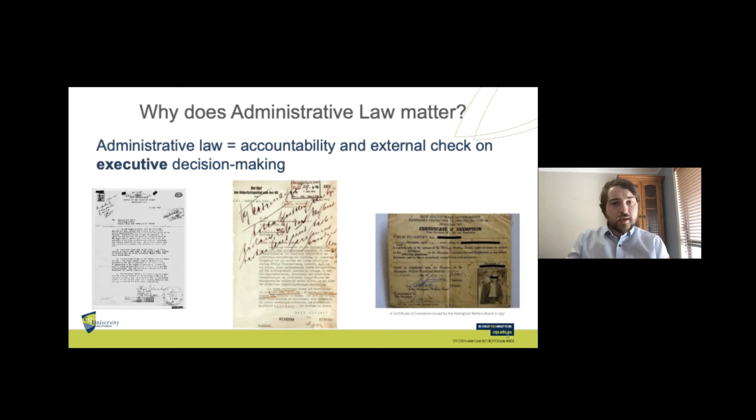But to jump straight in, why does administrative law matter? In its simplest form, we can think about administrative law as providing accountability and an external check on executive decision-making. So you'll remember from hopefully constitutional law, but maybe some other units as well, that we can divide government power and sovereignty into three branches: the legislature, the executive, and the judiciary.